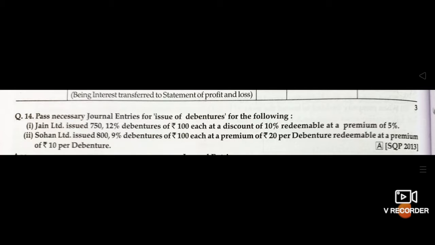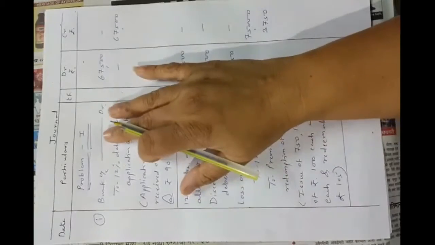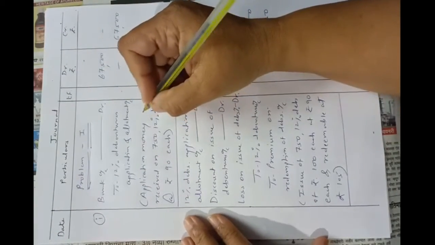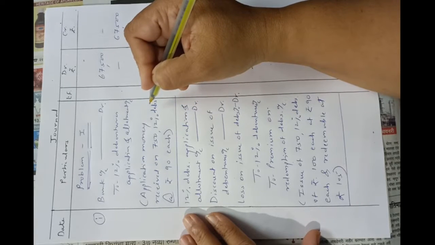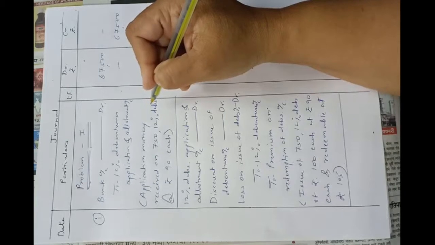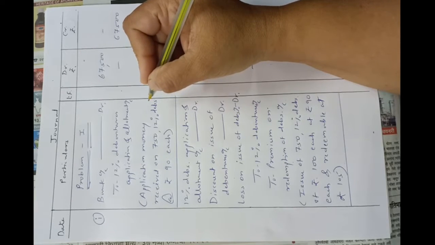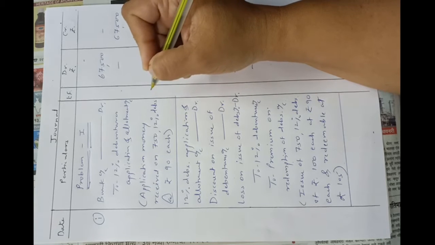Okay, so let's solve now. See this first problem now. I have passed the journal entries here. They told us that Jain Limited issued 750 12% debentures of rupees 100 each at a discount of 10%. At a discount of 10% means 100 rupees face value minus rupees 10, that is at rupees 90. And these debentures were redeemable at a premium of 5%.